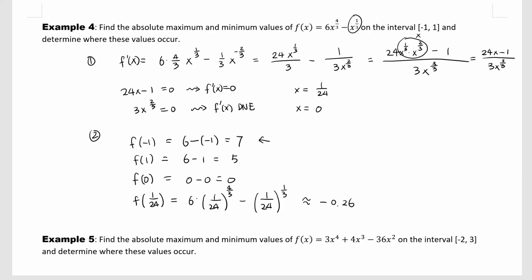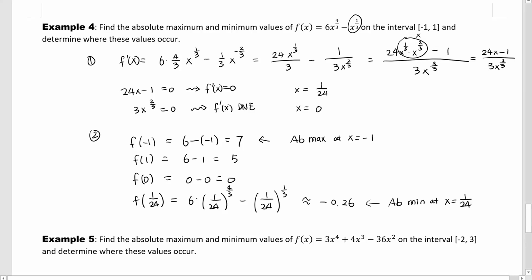7 is the biggest, so we have an absolute maximum at x equals -1. This is the smallest, so we have an absolute minimum at x equals 1/24. The absolute maximum value is 7. The absolute minimum value is 1/24. So that is example 4. Let's continue.